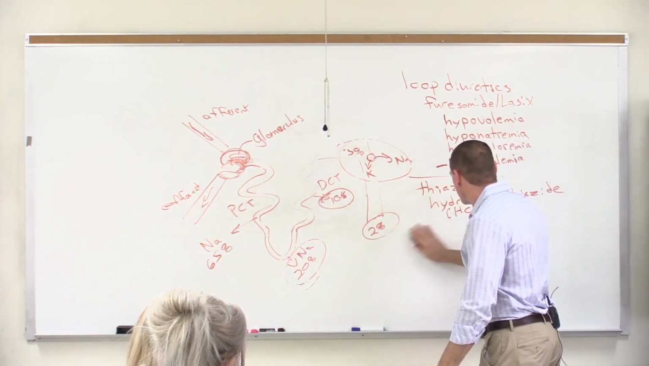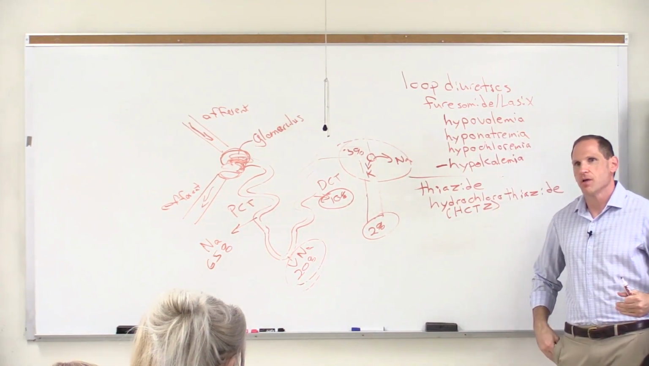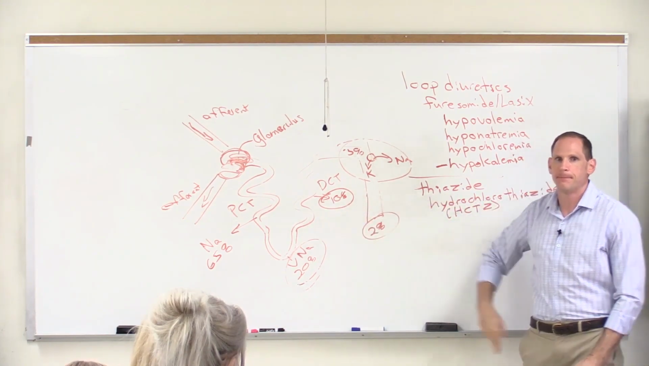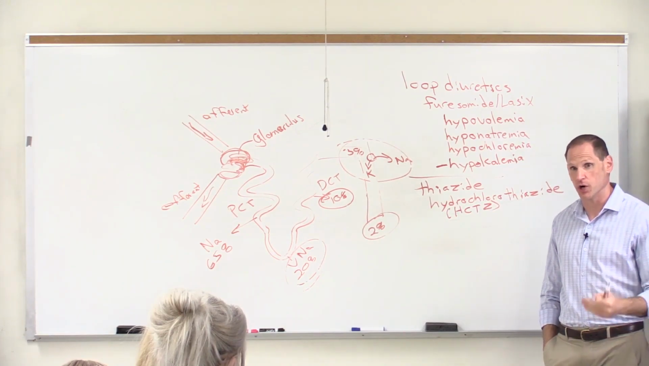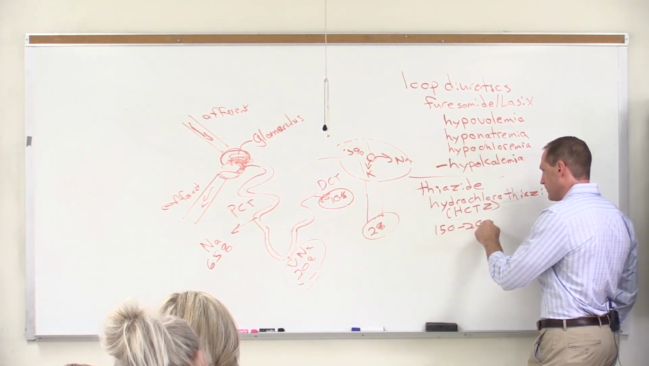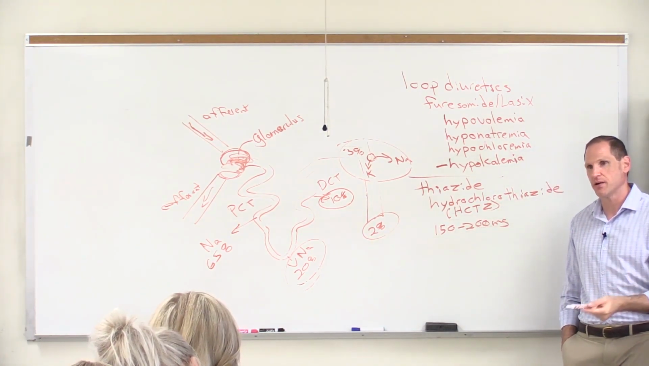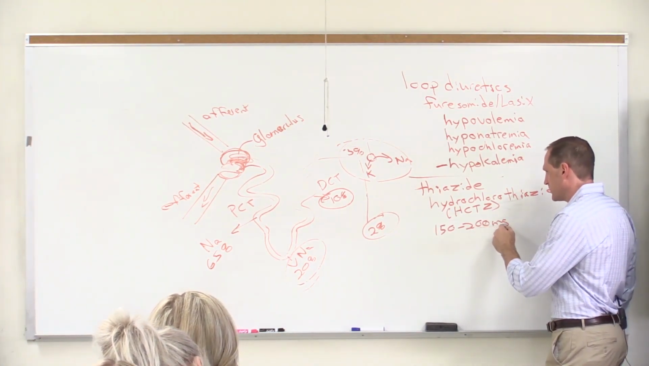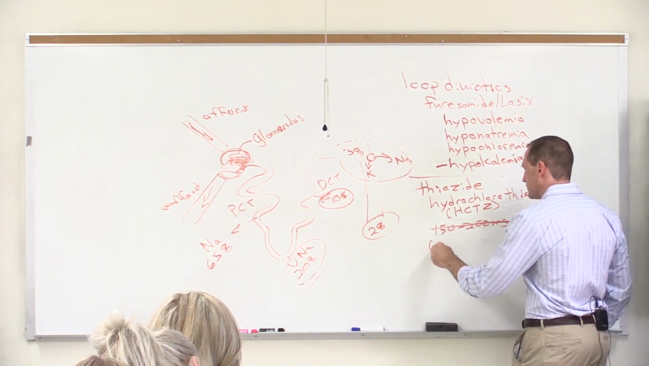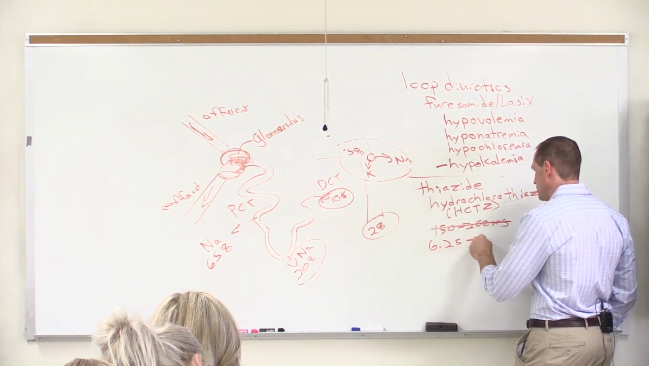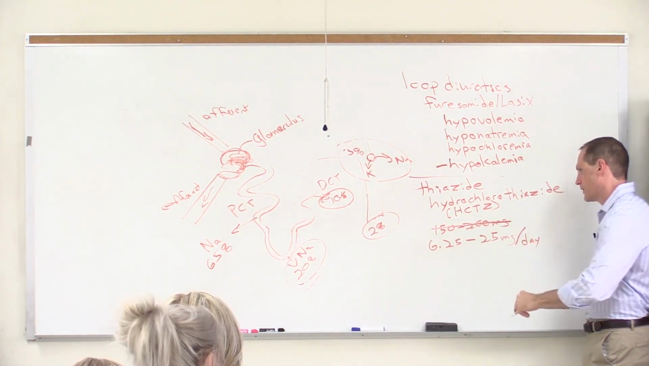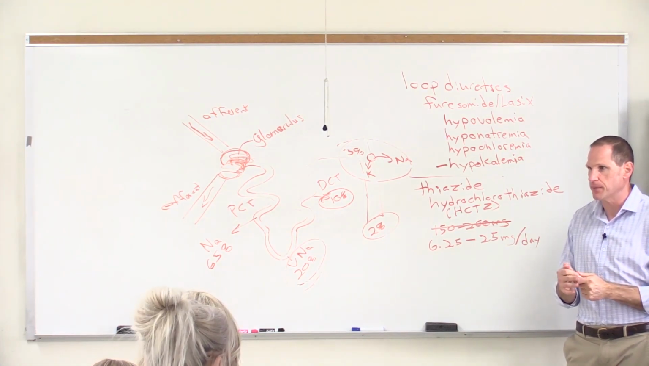Okay. Now, thiazide diuretics are not nearly as strong as loop diuretics. They work in the distal convoluted tubule. In order for hydrochlorothiazide to work well, you really need to get it up to like 150 to 200 milligrams per day. But this is rarely what ever happens, because it starts to become toxic and has some other issues associated with it. Most of the time, you're going to see doses in the range of 6.25 to 25 milligrams per day. It's a long-acting drug. It only needs to be taken once per day.